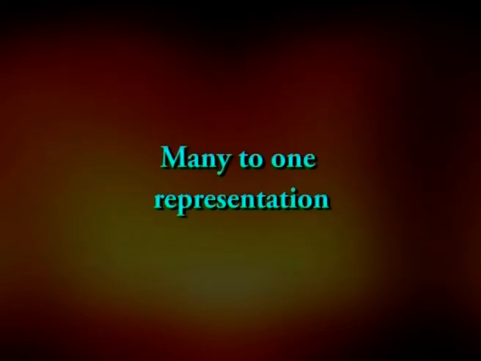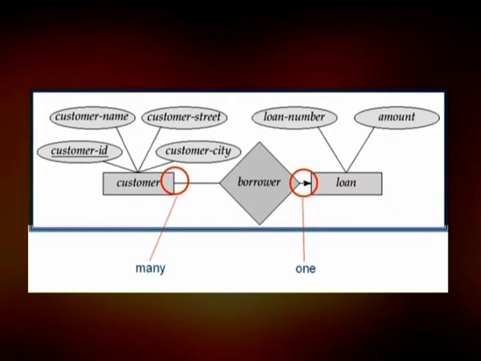So, now comes the many to one representation. Look at the figure. This figure shows a customer can borrow at most one loan, and a loan can be shared by many customers, and this many to one relationship is shown by a line on the customer entity as many and an arrow to the loan entity as 1.